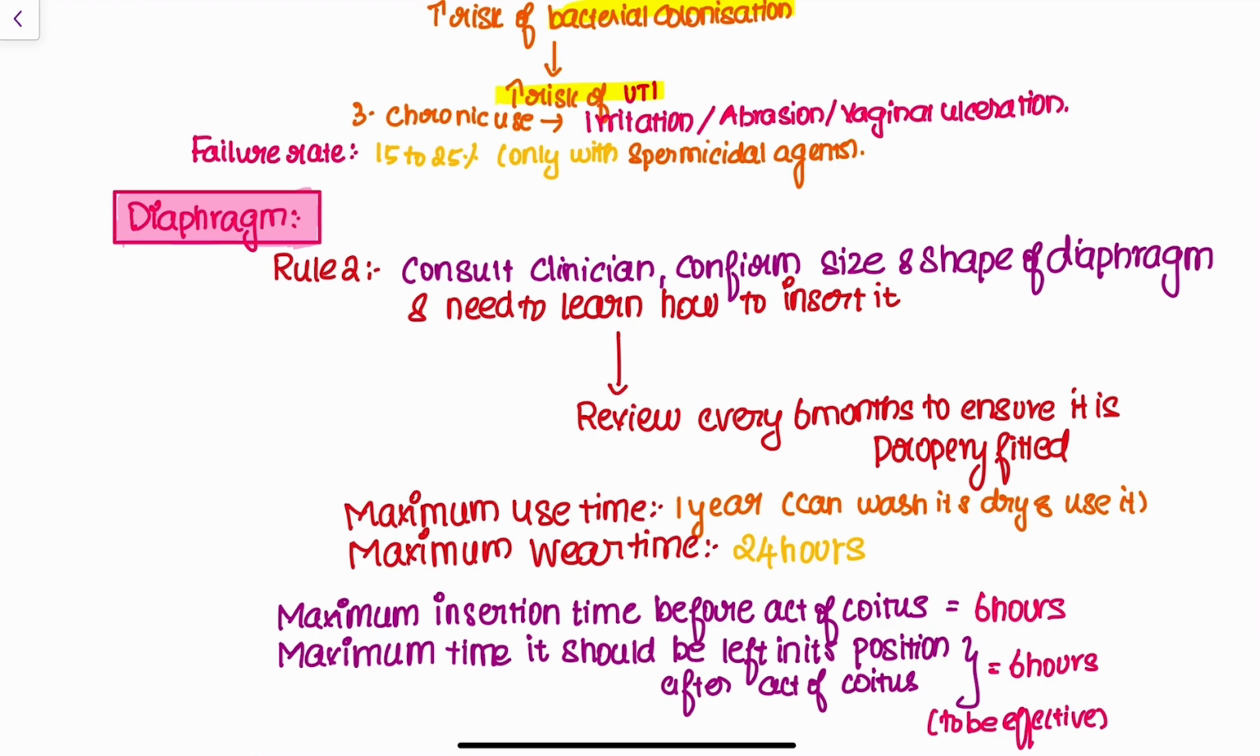They need to consult the clinician, they need to confirm the size and the shape of the diaphragm, right? Because the size and the shape of the diaphragm is very important in order to have great efficacy of the diaphragm being planned, right? Can you understand it? See, the size and the shape of the diaphragm is very important when it comes to the success rate of the diaphragm.